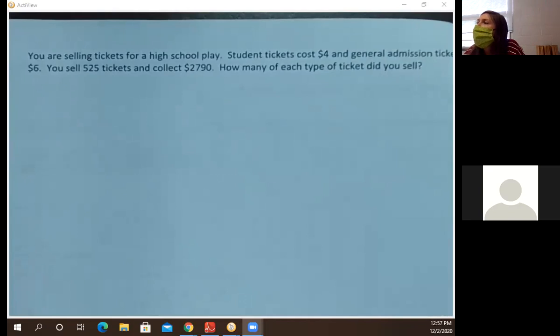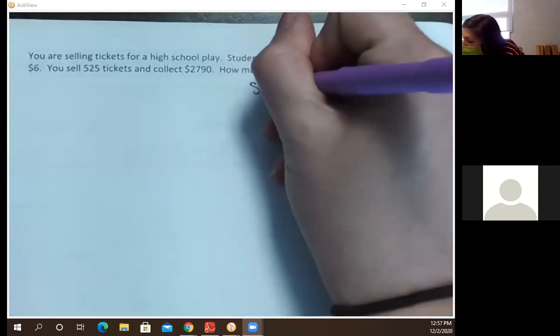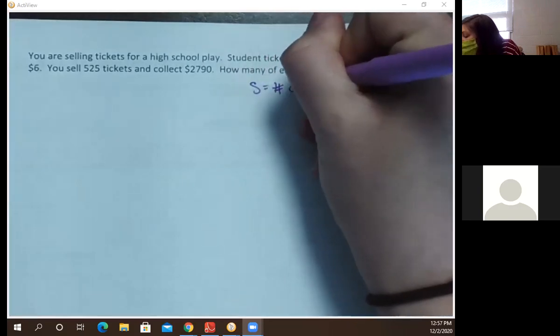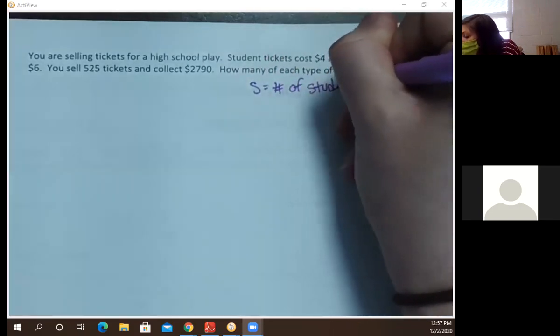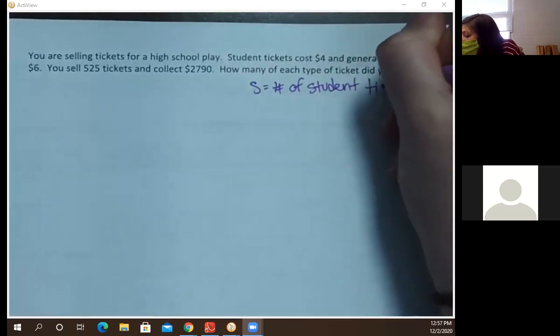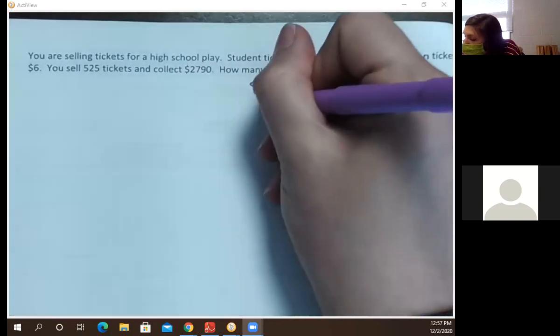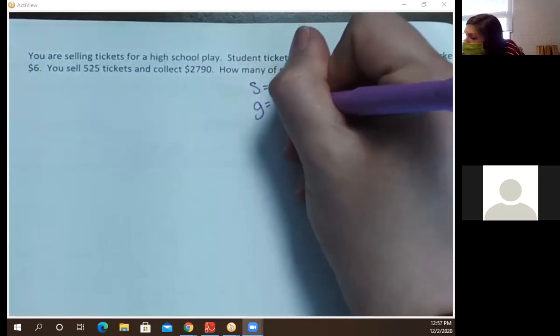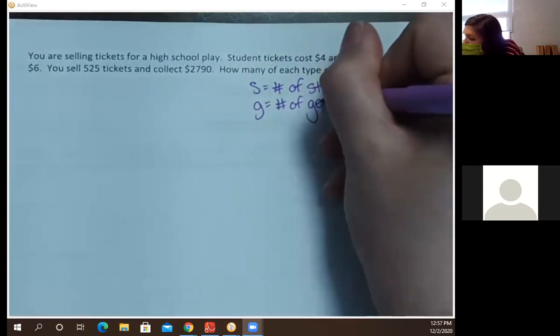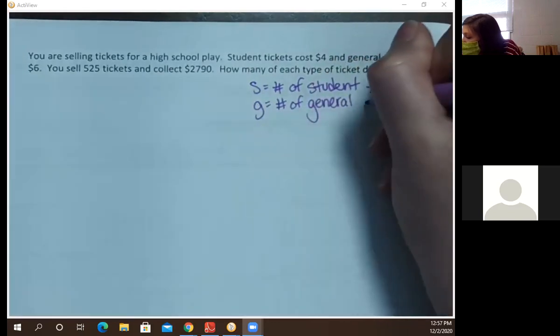So I've got information about the total number of tickets I sold, and I know there were 2 types of tickets. And I also have information about the total amount that I made with prices for each of those 2 types of tickets. So I'm going to use S to represent the number of student tickets that we sold. And I'm going to use G to represent the number of general admission tickets that we sold.